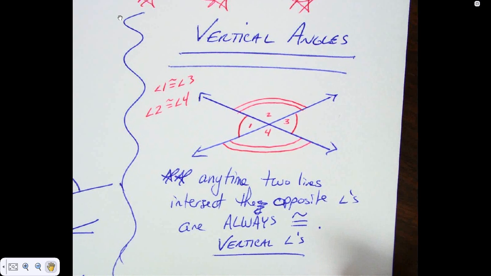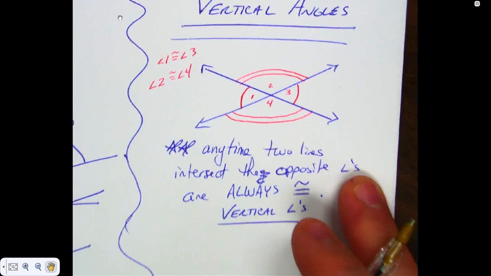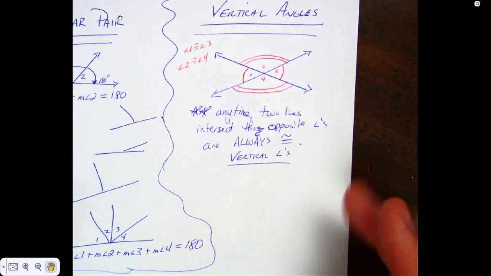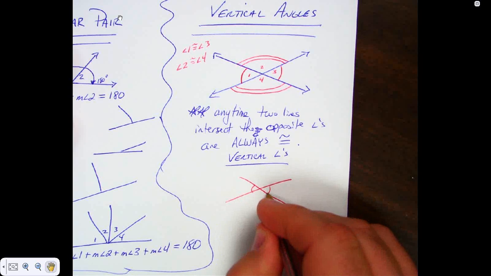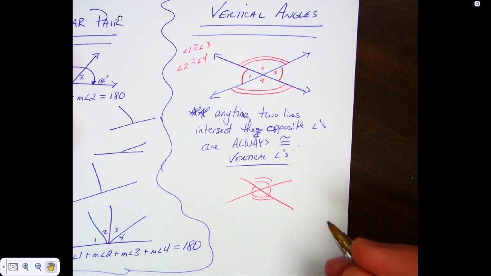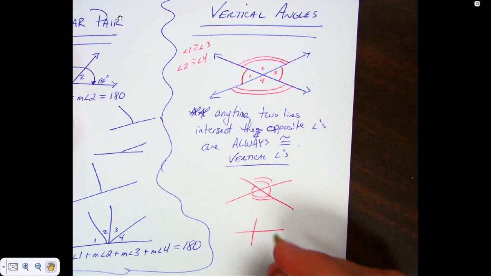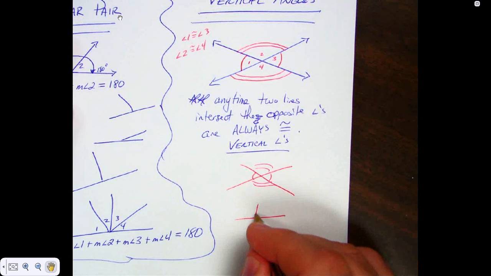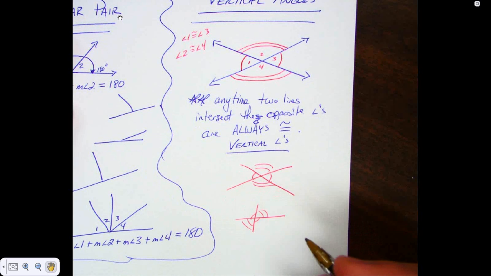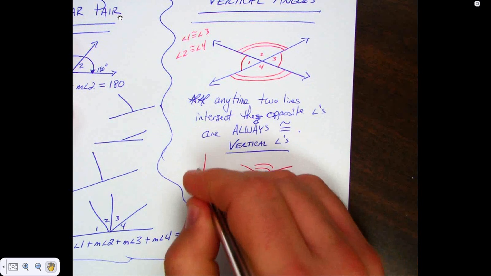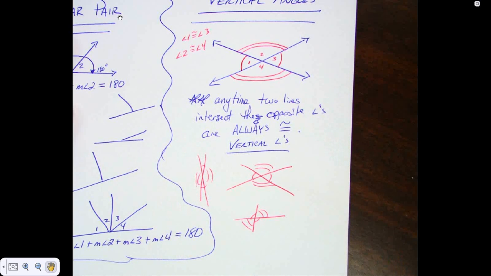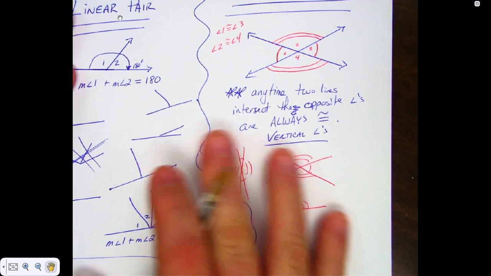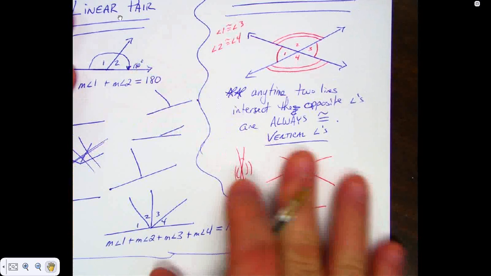Anytime you look at a picture, you see two lines intersecting, what do you know? The opposite angles are congruent, period. I just drew another two. What do I know? No matter how I draw them, opposite angles are what? No matter how narrow I draw them, right? See how it's kind of a common thing? I just do it over and over again and it stays the same, doesn't it?